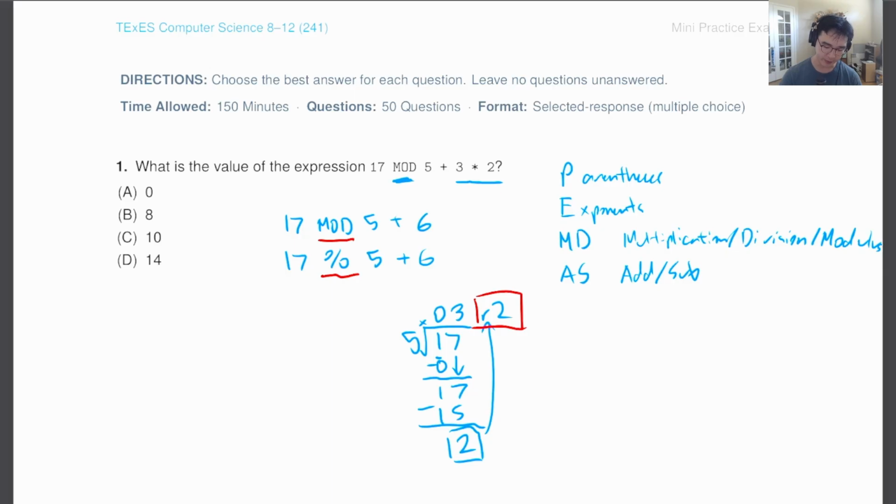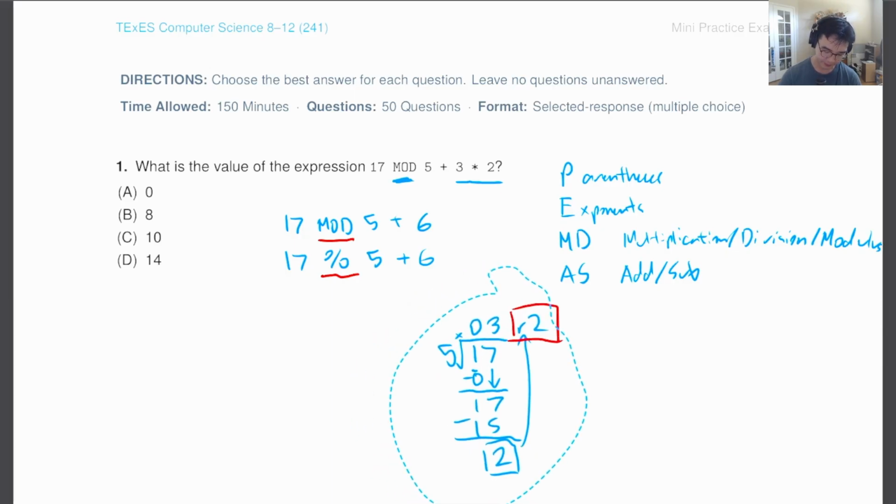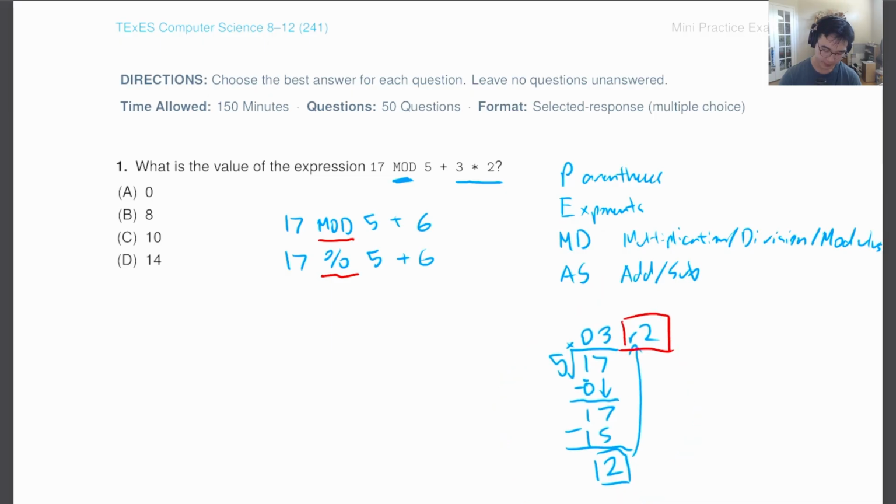So let's continue solving the problem. Let's bring this over here, actually. So 17 mod 5 is 17 divided by 5, the remainder, which is 2. And then we get plus 6, and 2 plus 6 is 8.